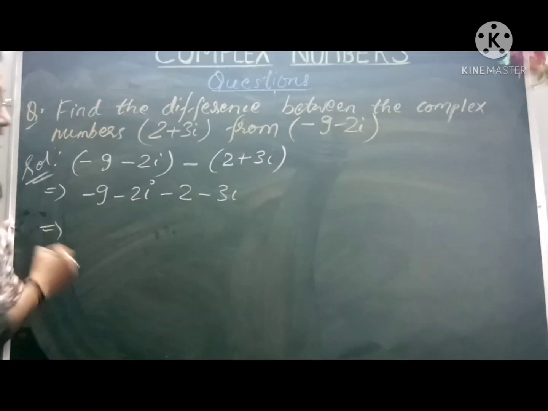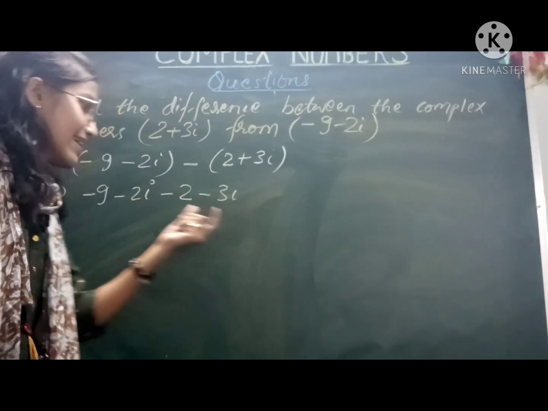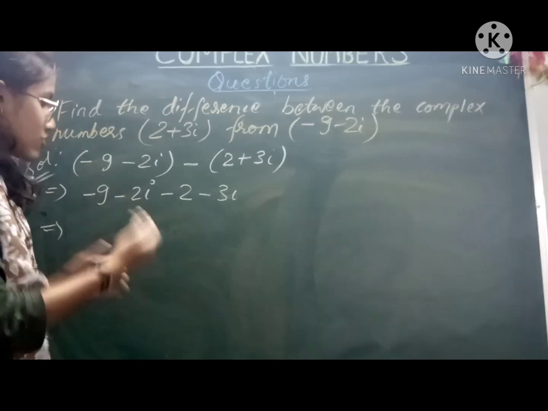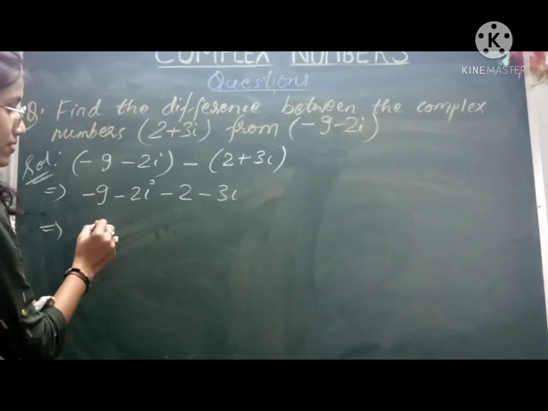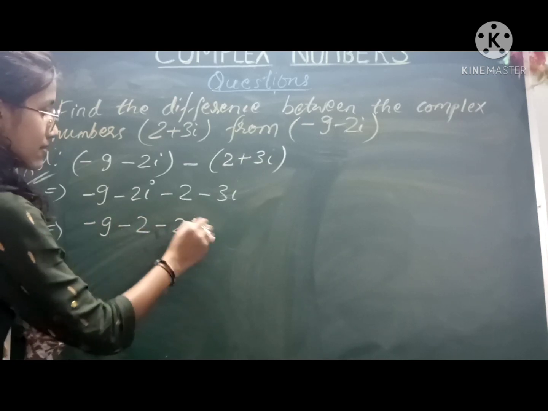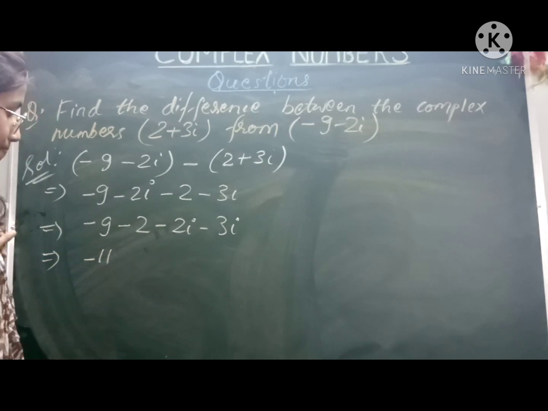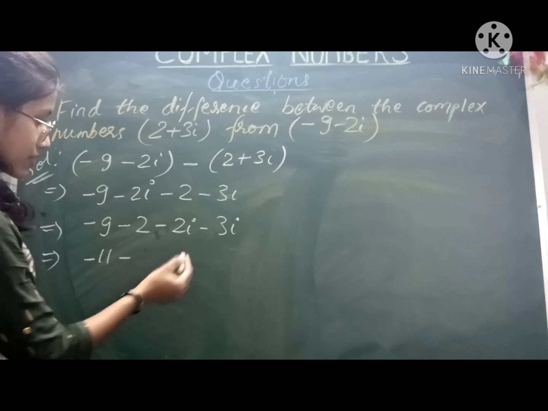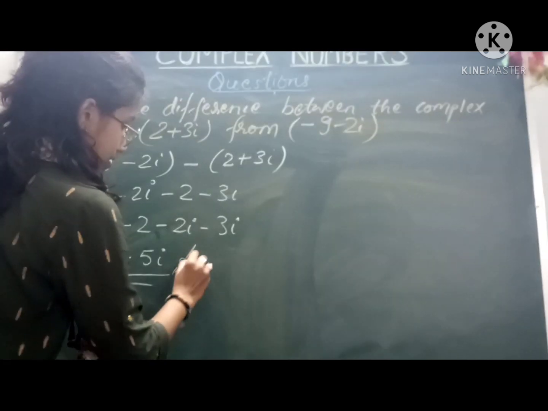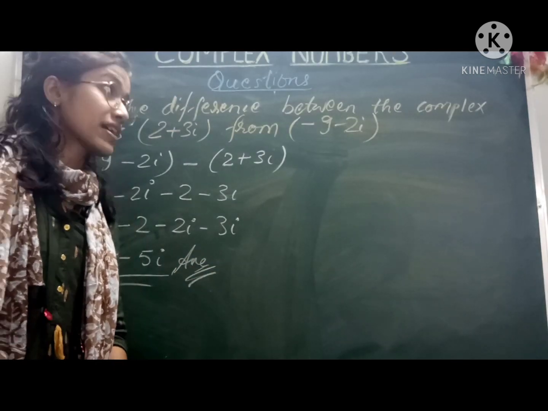Okay. Now as we have done it earlier, we will put the imaginary parts on one side and the real parts on one side. That will help you to solve it much better without any confusion. Minus 9 minus 2 minus 2i minus 3i. Minus 9 minus 2 is minus 11 and here it is minus 5i. This is the answer. I hope you all have understood the concept of complex numbers.